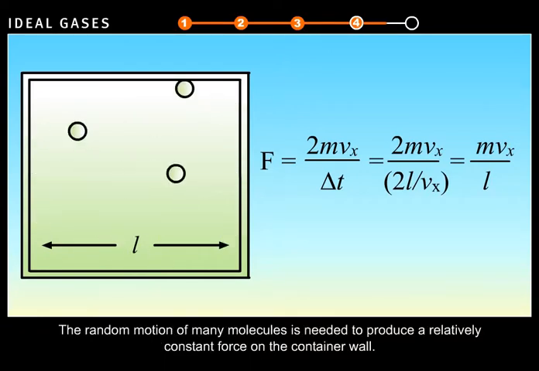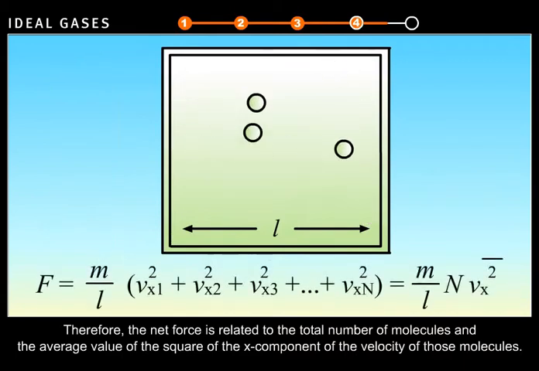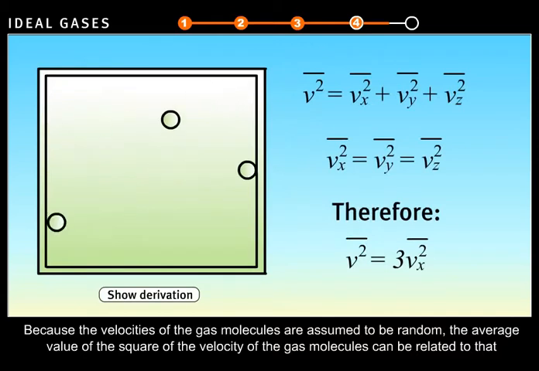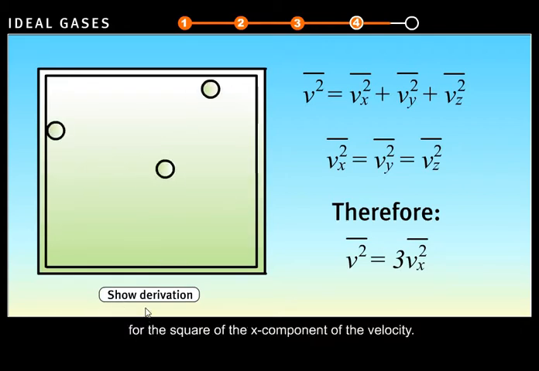The random motion of many molecules is needed to produce a relatively constant force on the container wall. Therefore, the net force is related to the total number of molecules and the average value of the square of the x component of the velocity of those molecules. Because the velocities of the gas molecules are assumed to be random, the average value of the square of the velocity of the gas molecules can be related to that for the square of the x component of the velocity.